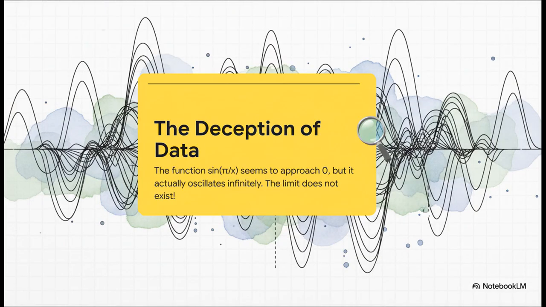This function, sine of pi over x, is the perfect example of this danger. If you just check a few numbers close to 0, like 0.1 or 0.01, the answer is always 0. You'd be totally convinced the limit is 0. But in reality, the function is going absolutely bonkers, oscillating like crazy between -1 and 1 an infinite number of times. The limit doesn't even exist. And that's why numbers are great for a hint, but they are never, ever proof.